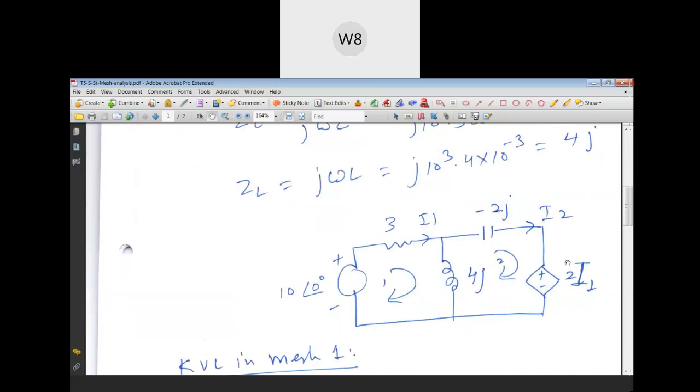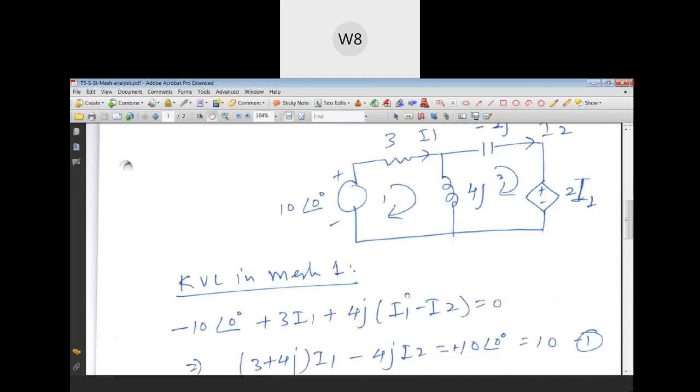So our circuit now can be represented in this form, that we have a source in the phasor form or in the complex form as 10 angle 0, then this 3 ohm, and then minus 2j ohm for capacitor, 4j ohm for inductor. And then we have this dependent current source, which will be 2I1. I1 is the complex current or the phasor current flowing through the resistor. So now we have 2 meshes here.